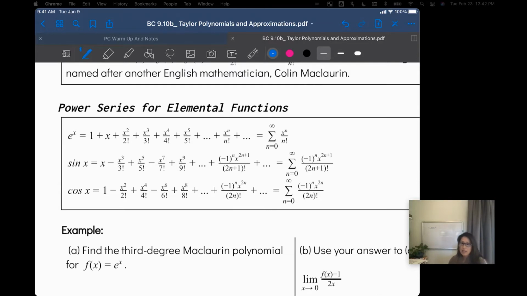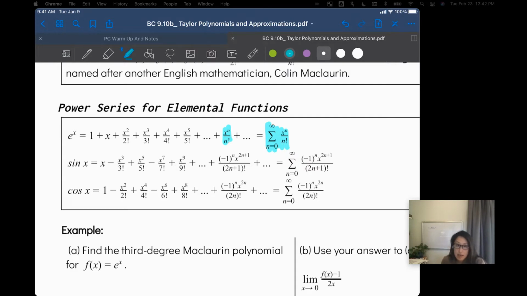So e to the x expands to 1 plus x plus x squared over 2 factorial, and so on and so forth. The nth term can be described by x to the n over n factorial, which means that we can write this as a summation, the sum from n equals 0 to infinity of x to the n over n factorial.